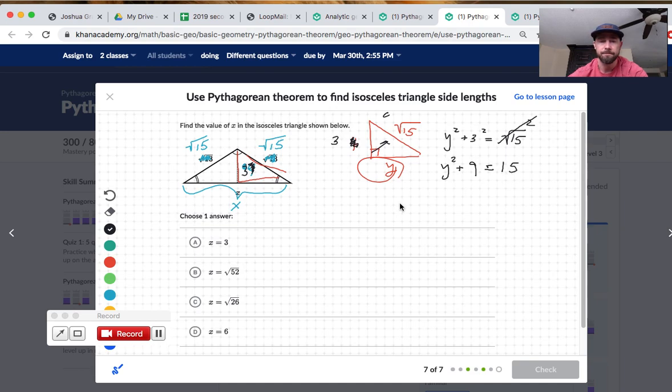Okay? Do you see that? Okay, y squared plus 9 equals 15. Subtract that guy over. Y squared equals, what am I thinking? What's 15 minus 9? Is it 6? Y equals the square root of 6.